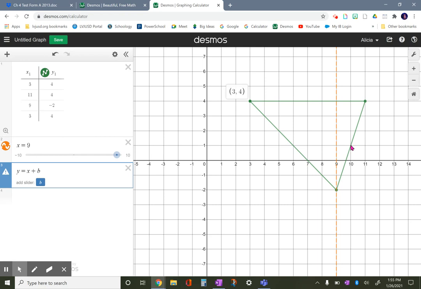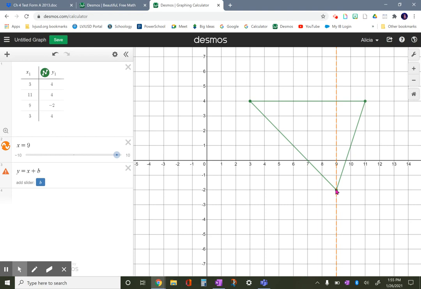So I need to construct a line perpendicular to this side. We know that perpendicular lines have opposite reciprocal slopes. So what I'm going to do is find the slope of this line using rise over run. So pick 2 points on this line. So that could be this point and this point, right?